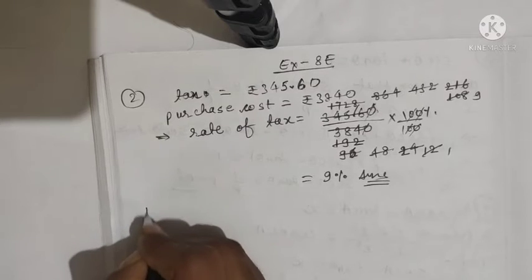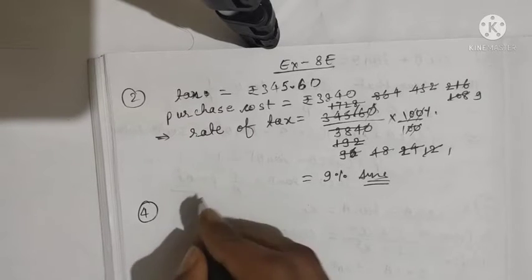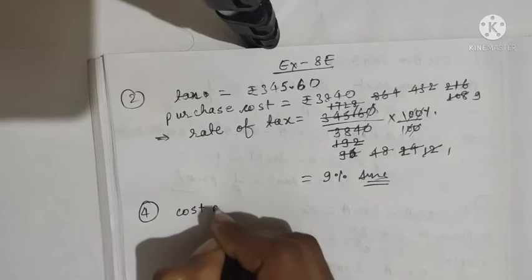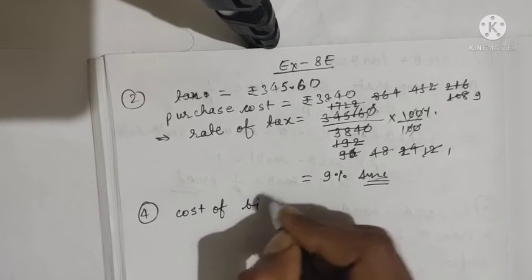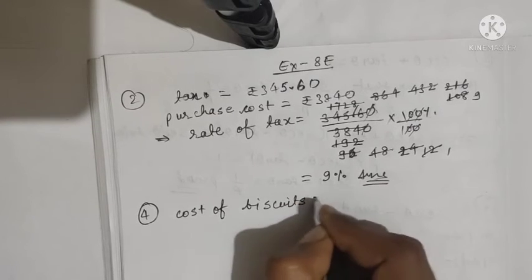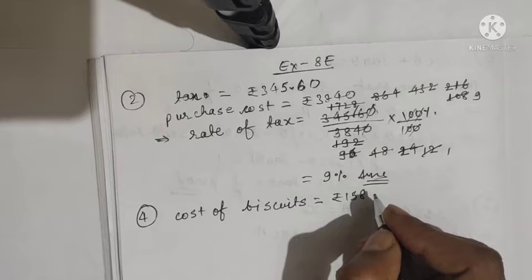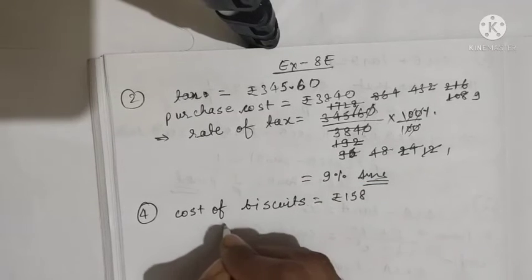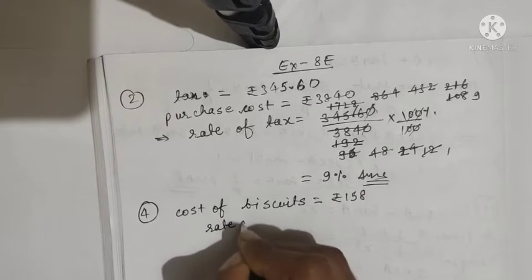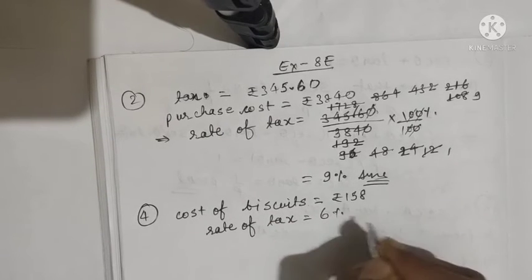Now question number 4. Question number 4 is Sarita purchased biscuit costing rupees 158. So cost of biscuit is equal to rupees 158, and rate of tax is 6%. Rate of tax is equal to 6%.